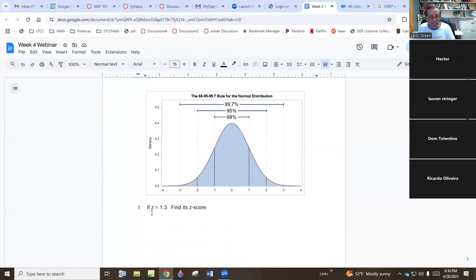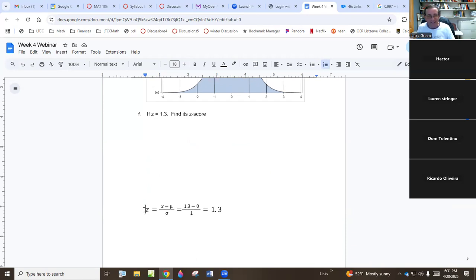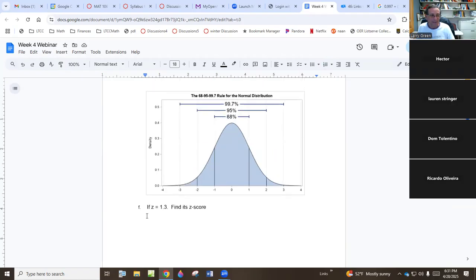All right, let's suppose z is 1.3. Find its z-score. Who remembers a formula for z-score? We had a formula. Again, a lot of stuff coming from chapter 1 here. How do we get the formula for the z-score? Do you remember it? Sure. Do you remember z was x minus mu over sigma? Does that ring a bell? Hopefully that rings a bell. That was the z-score formula. So I can write z equals x minus mu over sigma.